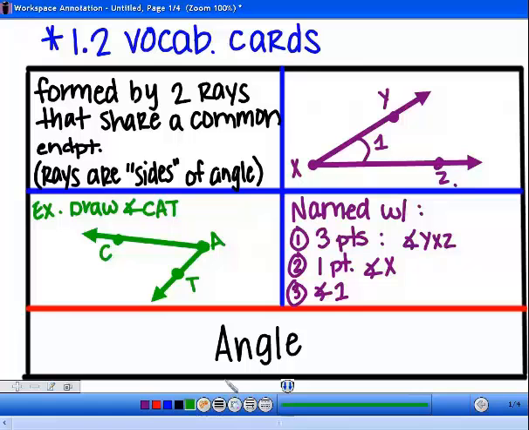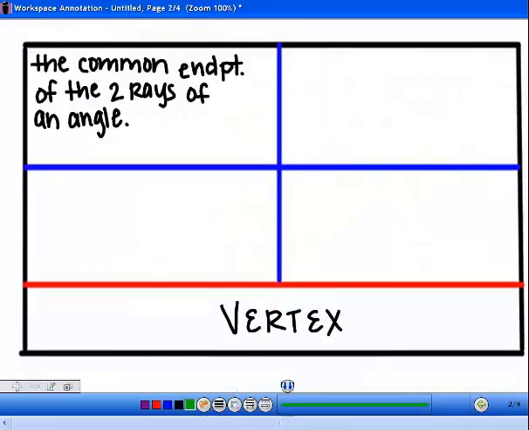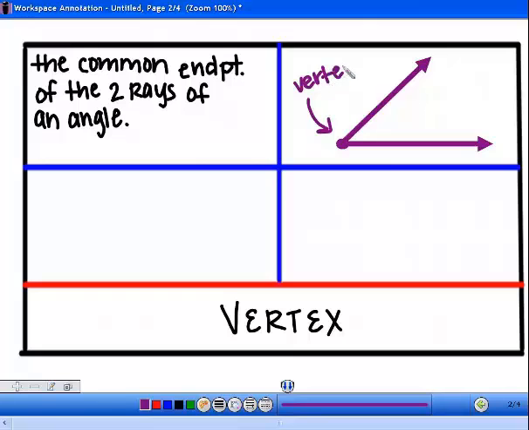So that's it for angles. The next vocab word you have is vertex, and you might have heard me say that in the last slide. The vertex is what we call that common endpoint of an angle. So in a picture, you could draw that same picture we had for angle a second ago, and just realize that the vertex is this point here, the common endpoint. That's the vertex of the angle.